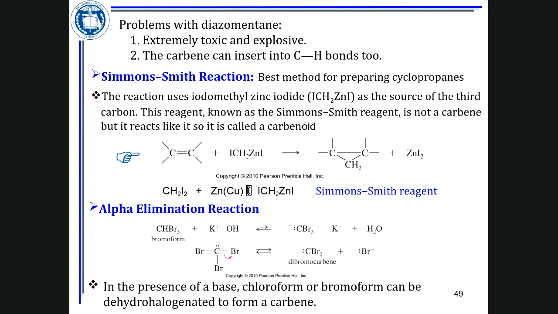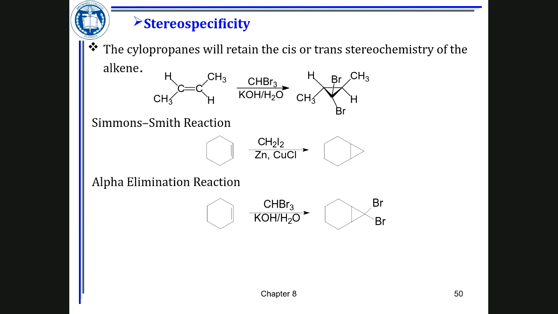So methylene iodide with zinc. You can get this reaction, methylene iodide with zinc-copper as the catalyst. It can generate the carbene. Alpha elimination of the haloform can also generate carbene. So what you need to know is just the three different methods that you can use to generate carbene.